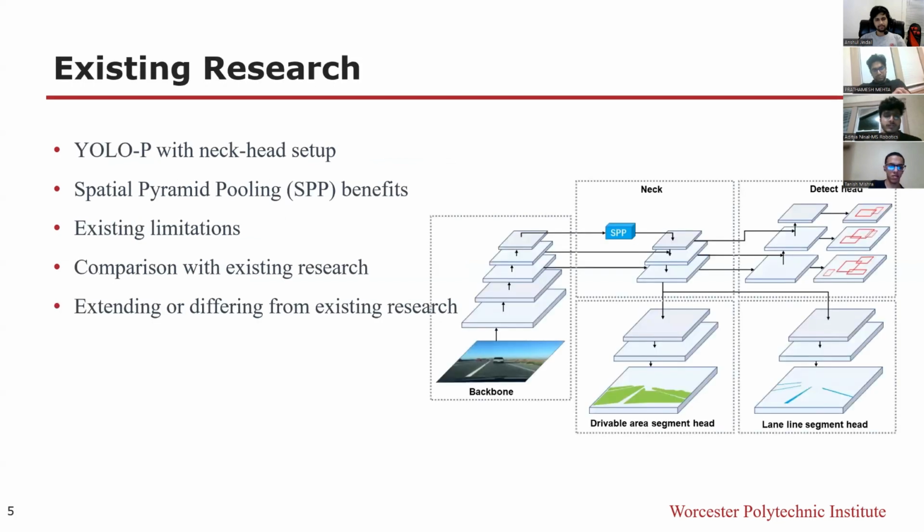Moving on to the existing research, as you can see in the diagram shown, there's a backbone, there's a neck connected to the backbone, and the multitask learning outputs are presented as the drivable area segment head, detect head, and lane line segment head. So the SPP, spatial pyramid pooling, brings along with it its own advantages like handling variable inputs and reduced computation. But it also comes along with a few limitations as well, like the loss of spatial resolution. Hence, we sought to improve it by adding FPN to our architecture. Now, is it extending or differing from our research? We'll get to see that later.